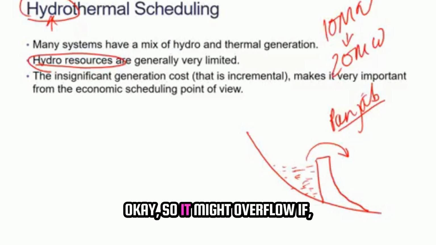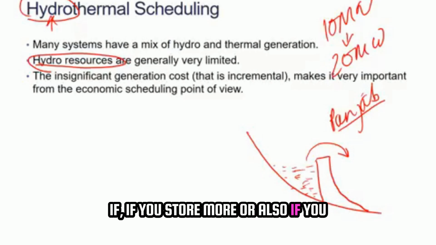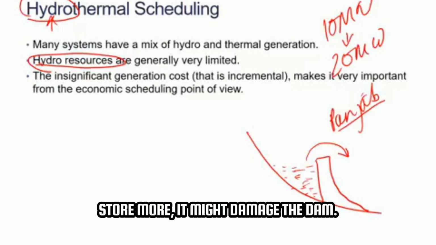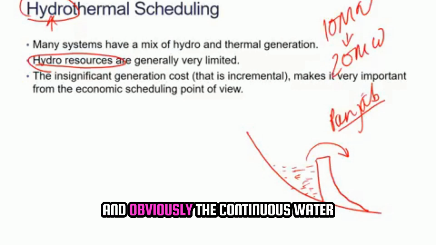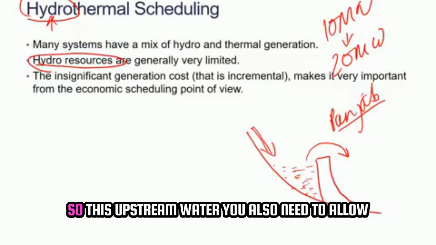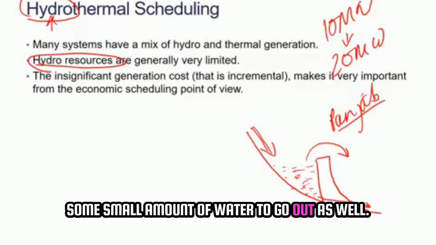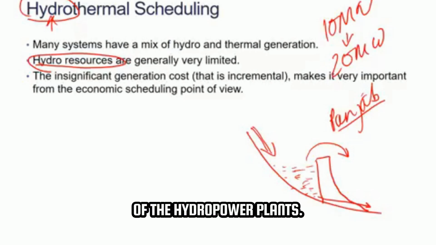It might overflow if you store more, or if you store more it might damage the dam. So that's why it is limited by how much volume you can store. And obviously continuous water flow is coming from upstream. So with this upstream water, you also need to allow some small amount of water to go out as well, because of regulations and limitations of hydropower plants.